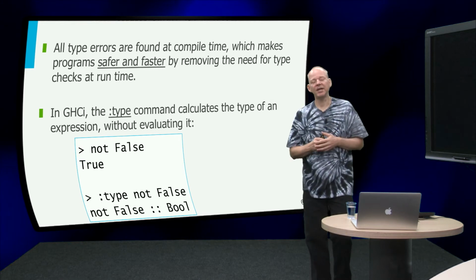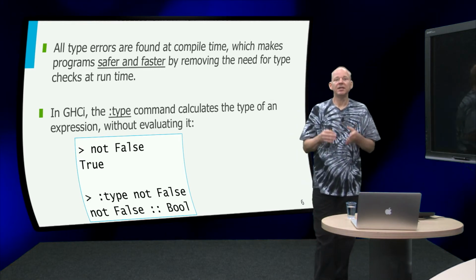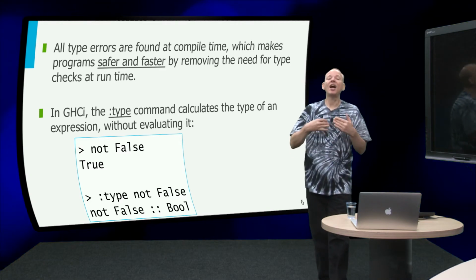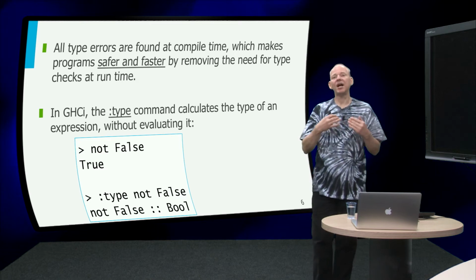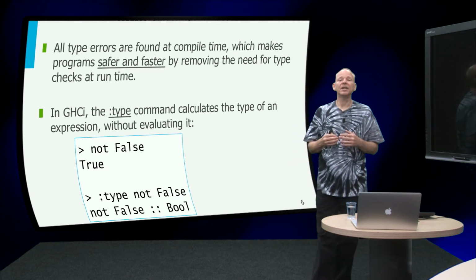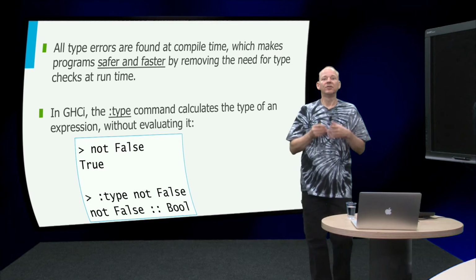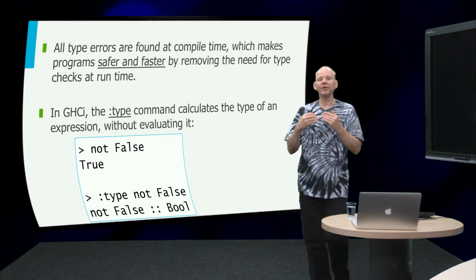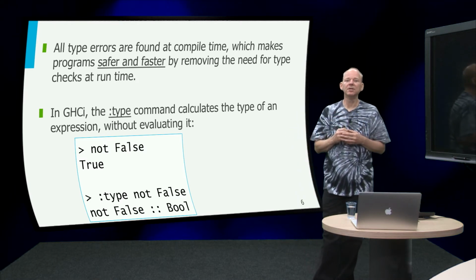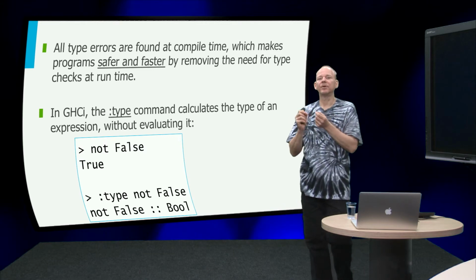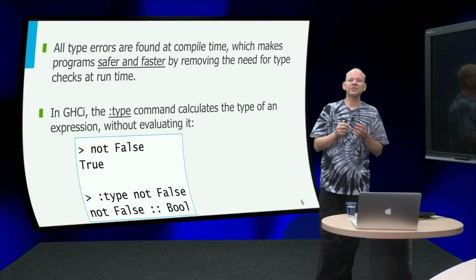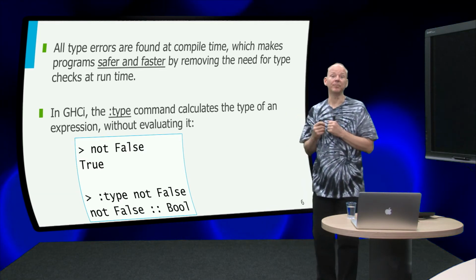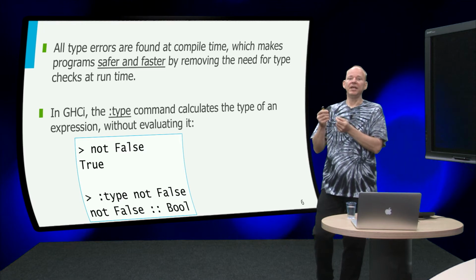In the previous lecture, we played around with GHC, and GHC has a special command, :type, that allows you to ask the type of an expression. So you can ask GHC to calculate the type of an expression for you. For example, if we type in not False, GHC will calculate the value of that, so not False equals True. But we can also ask for the type of not False, in which case it will not evaluate that expression, but it will just calculate its type. So the type of not False is Bool.